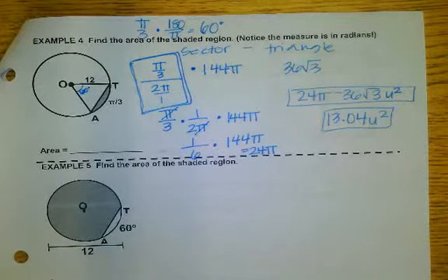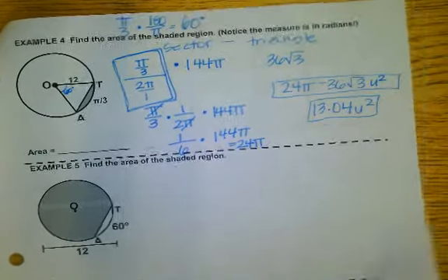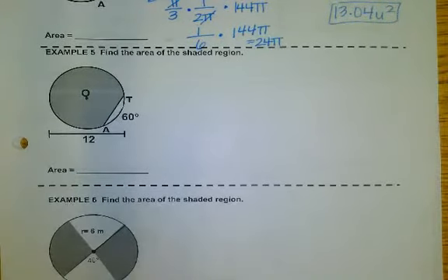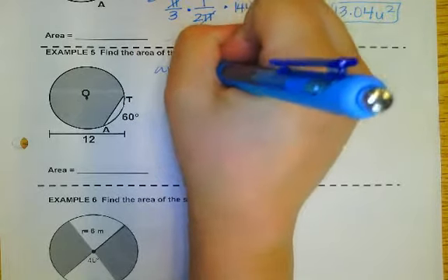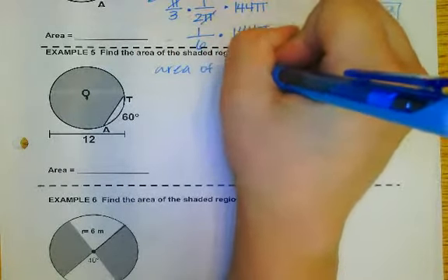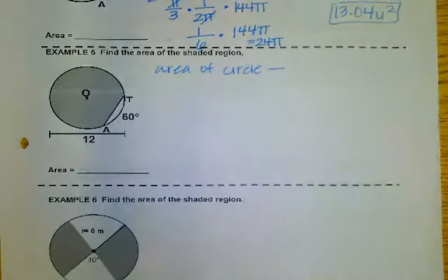Okay, example 5, find the area of the shaded region. What do we do? Find the area of the circle. Then what? Subtract the sector. So far we have just this. But I want the shaded part, so what else do I have to do? Subtract the triangle.